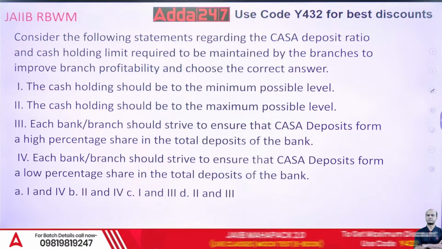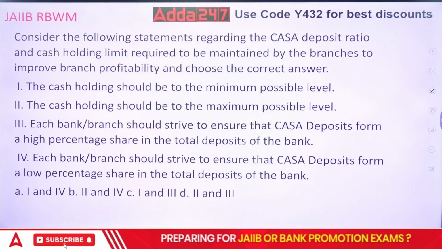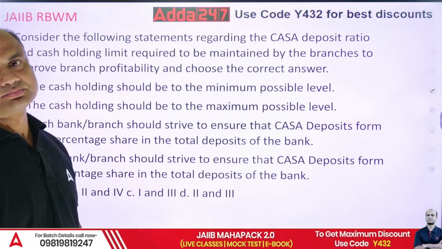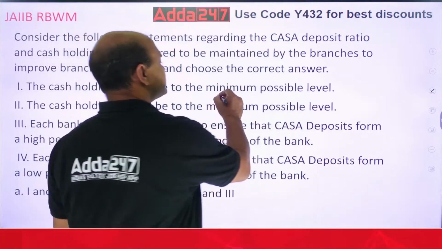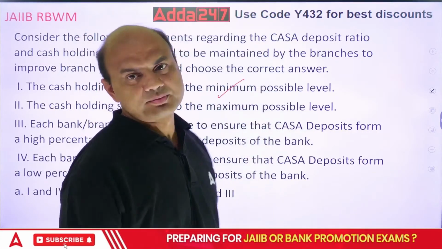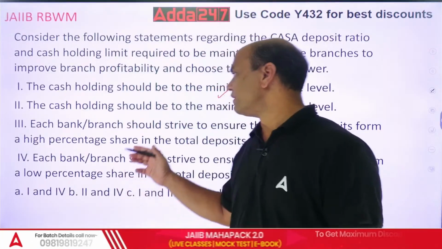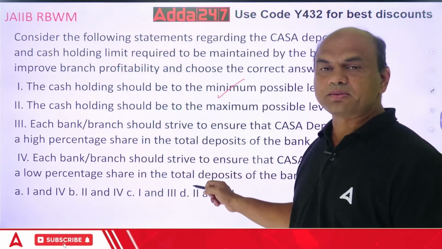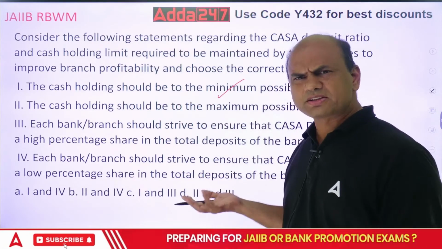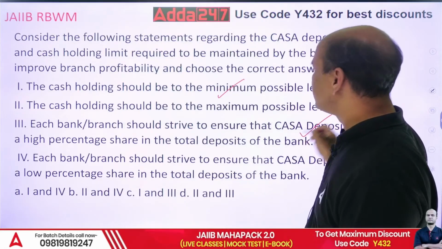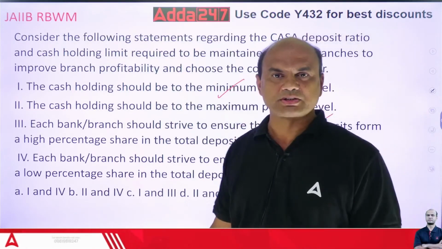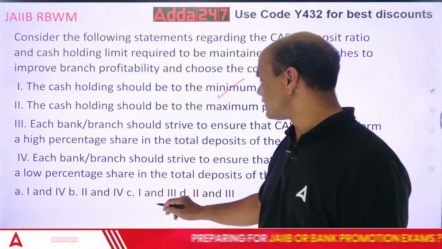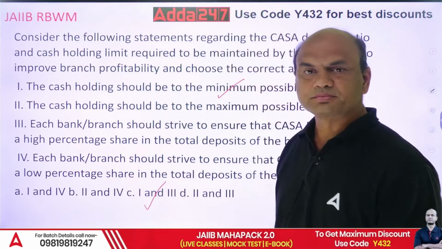Let's do it one by one. Focus on these two, 1 and 2. Cash holding should be minimum or maximum? Minimum, obviously. So this is correct. What about the third and fourth, C and D? C is CASA deposits form the high percentage, and D is CASA deposits form the low percentage. So obviously CASA should be high, isn't it? Only then your bank will have the low cost of deposit. CASA high means your bank has a low cost of deposit. So the answer is 1 and 3. C is the answer.